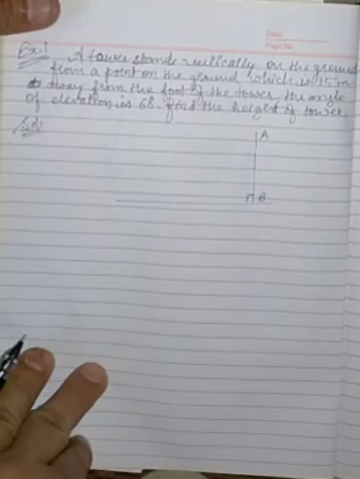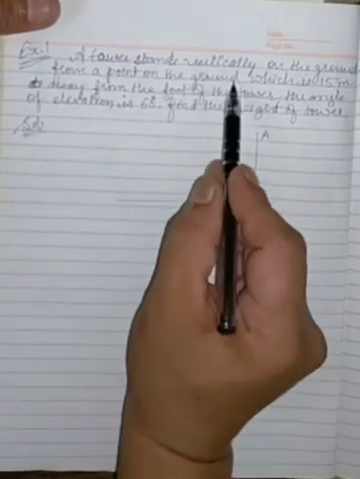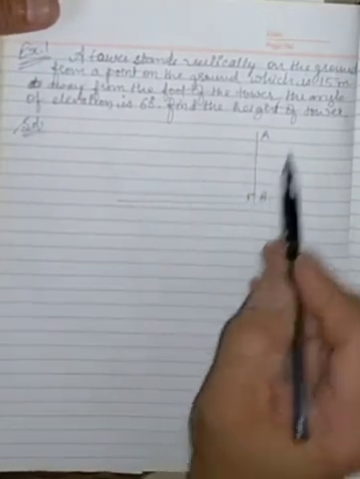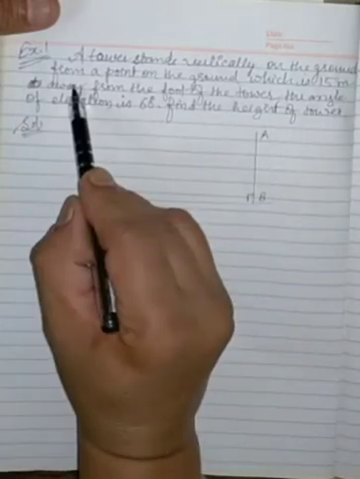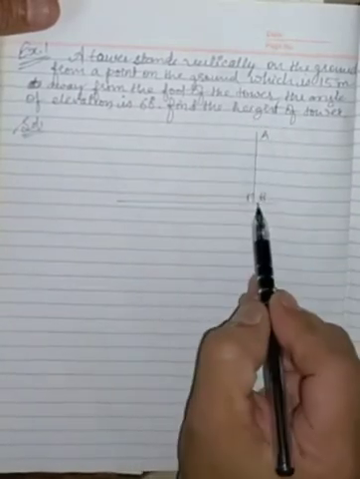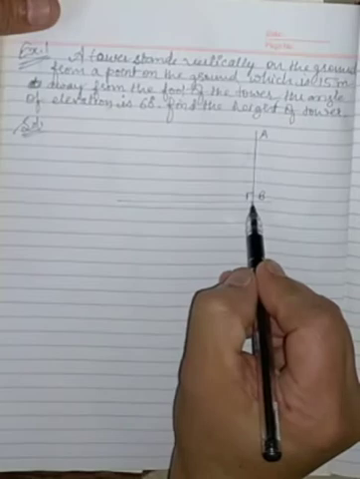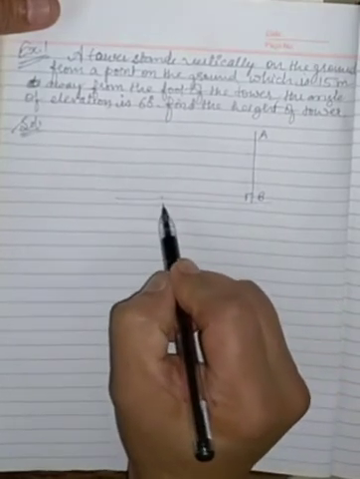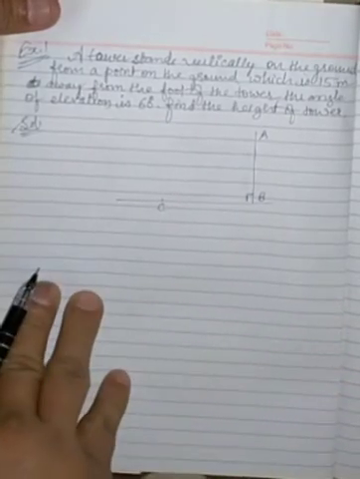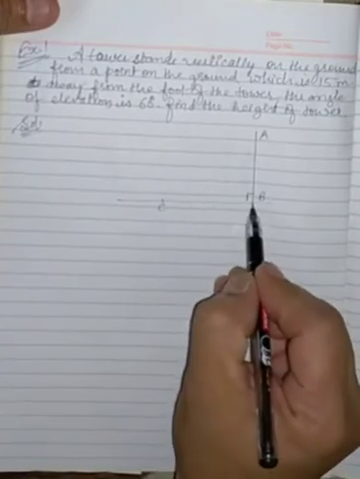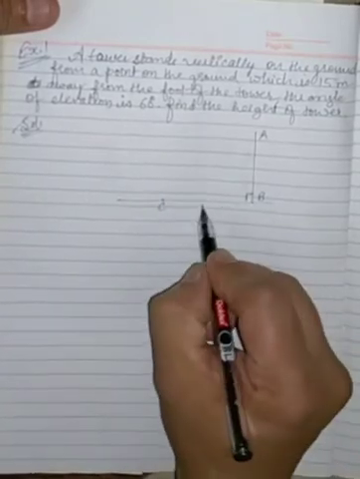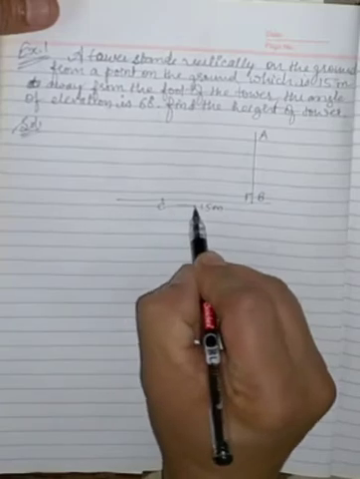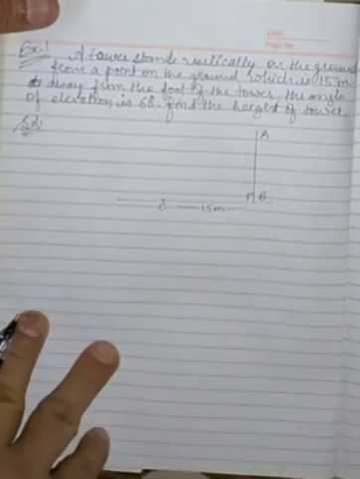We are given that from a point on the ground which is 15 meter away from the foot of the tower. This is the foot of the tower, and from this point 15 meter away there is a point, let it be C. So this point C is 15 meter away from the foot of the tower. So this distance BC is equal to 15 meter.